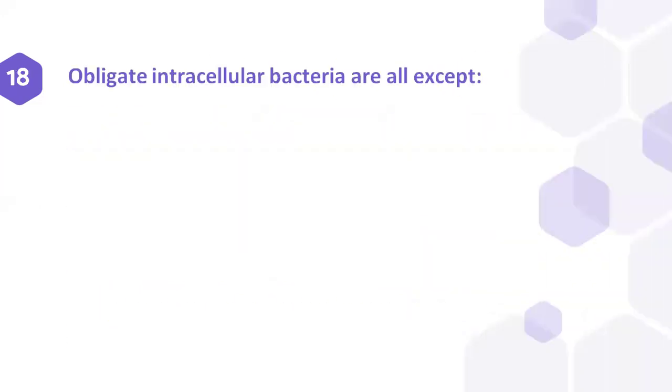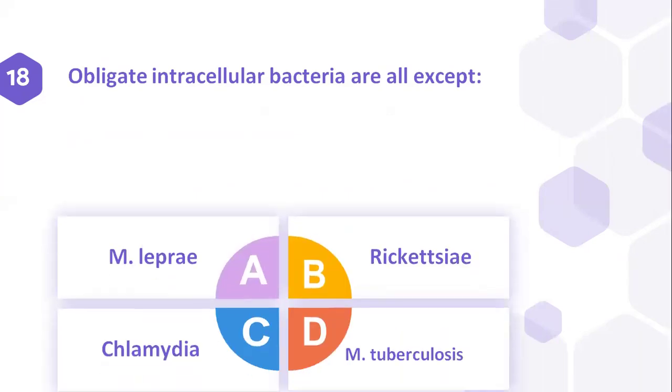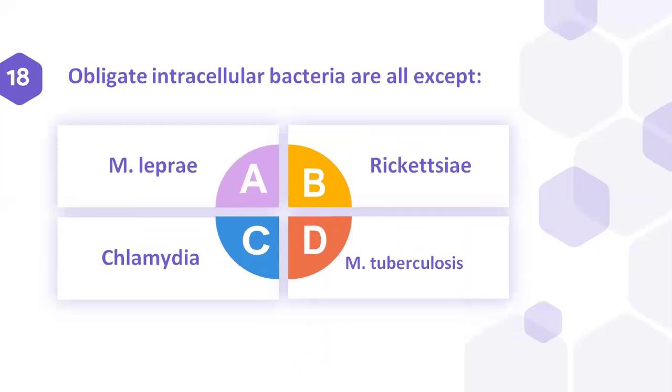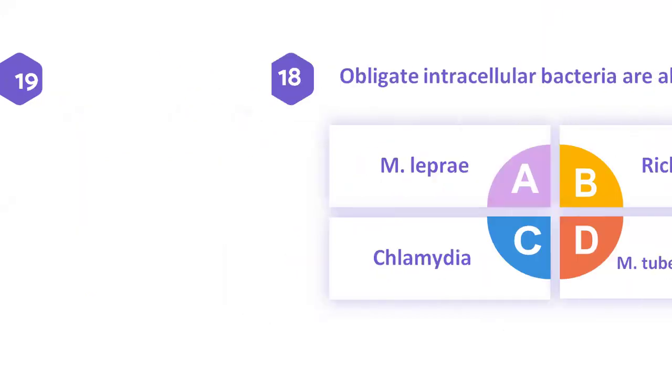Next question. Obligate intracellular bacteria are all except. What is obligate intracellular? Obligate means strict. They are strictly present inside of the cells. Option A, Mycobacterium leprae. Option B, Rickettsia. Option C, Chlamydia. And option D, Mycobacterium tuberculosis. So here the right answer is option D, Mycobacterium tuberculosis. Except this, the remaining three organisms are obligate intracellular bacteria. They are strictly present inside of the cells.